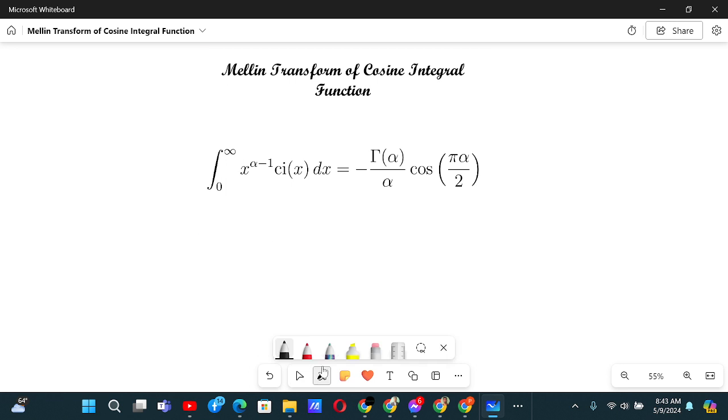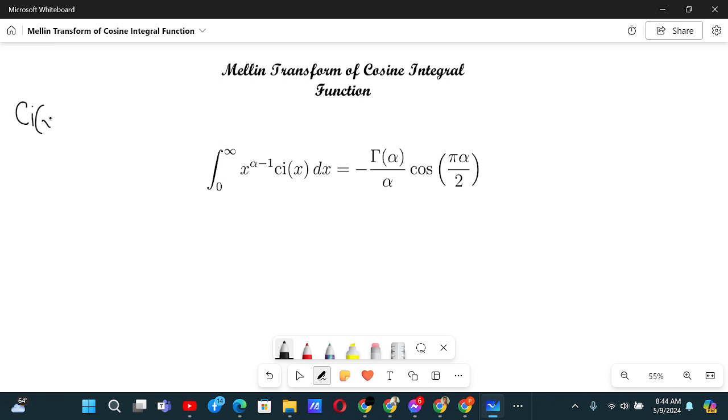Mellin transform of cosine integral function. In this video we are finding the Mellin transform, that means x to the power alpha minus 1 times the function, integrated from 0 to infinity. First of all, let me define the cosine integral function.